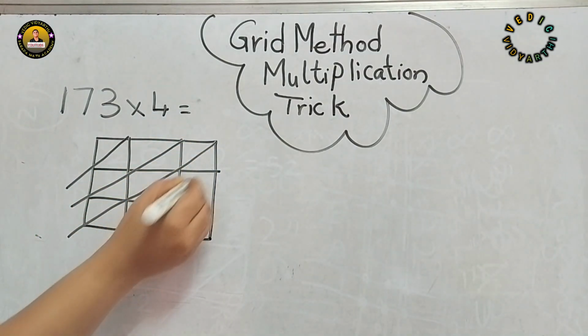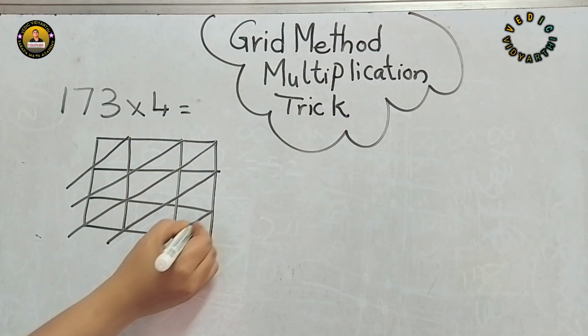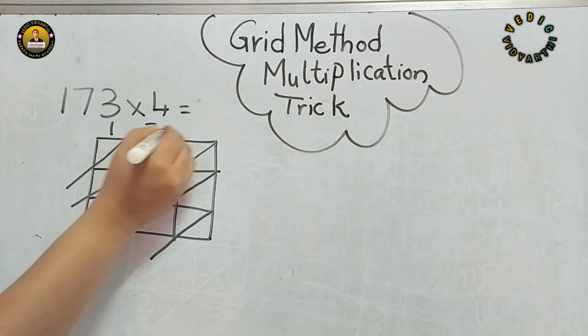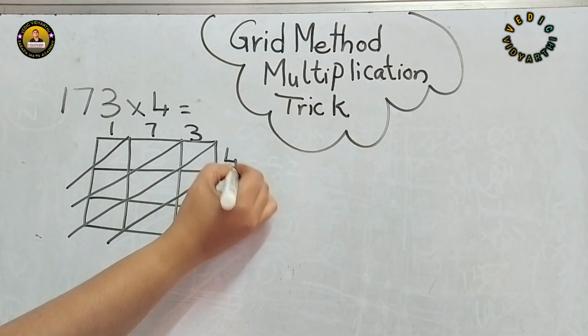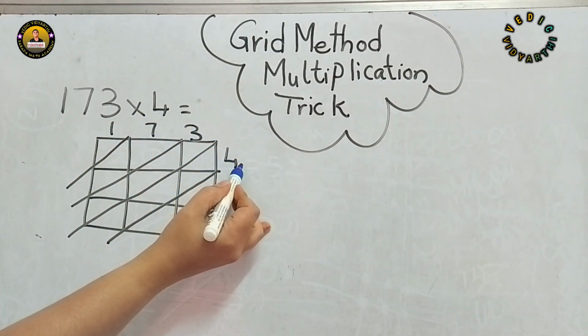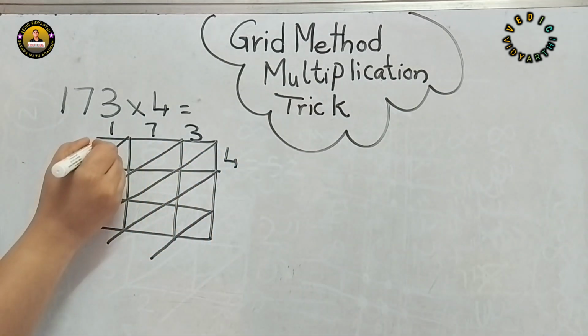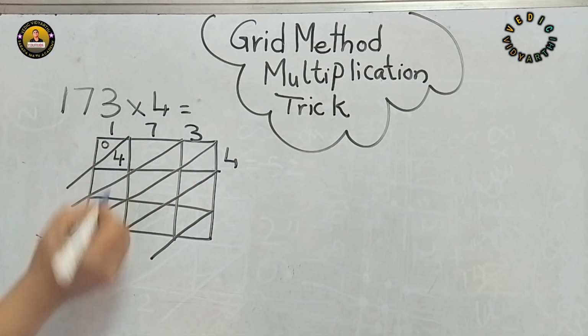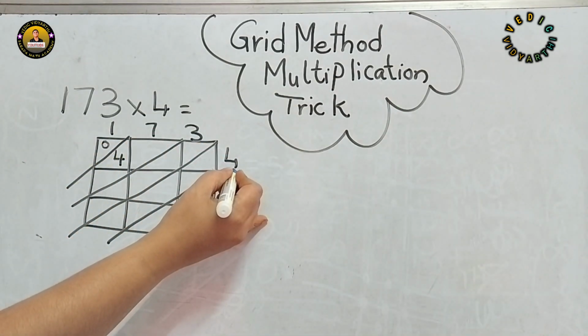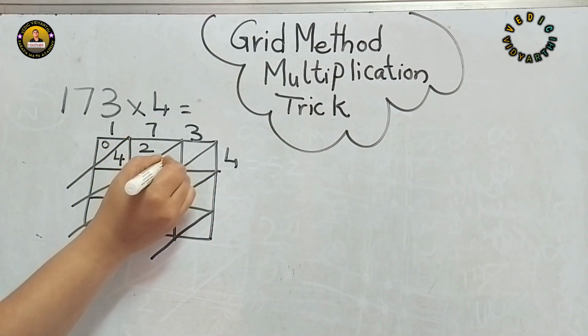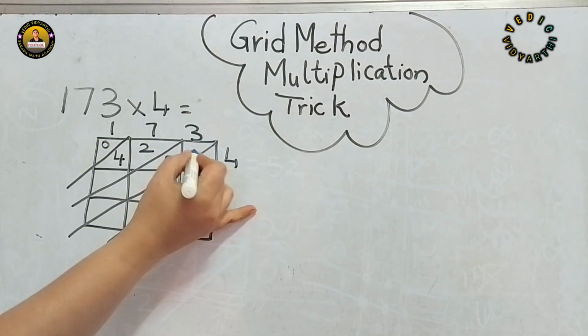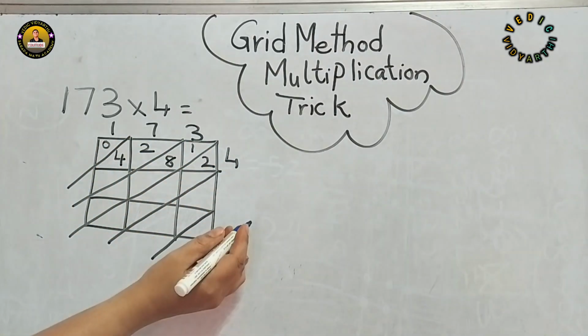This is a very easy method, children. 173 on the top and 4 to the side. 1 times 4 is 4, so 0 and 4. 7 times 4 is 28. 3 times 4 is 12.